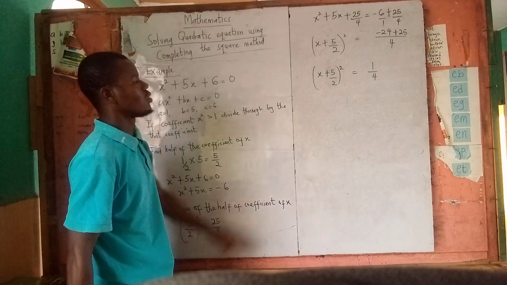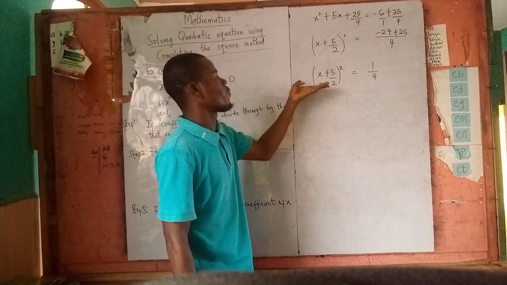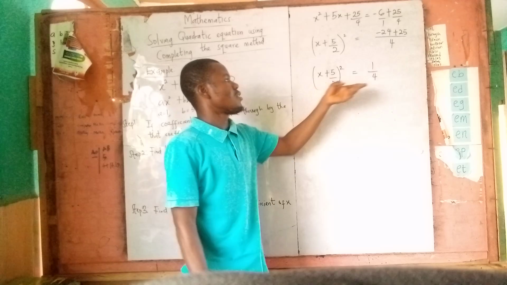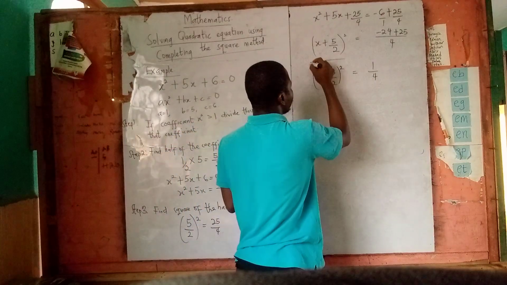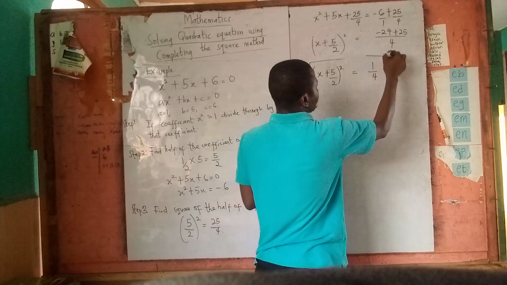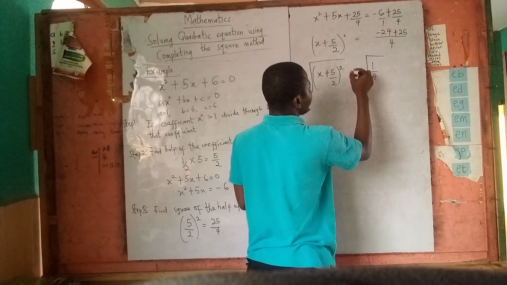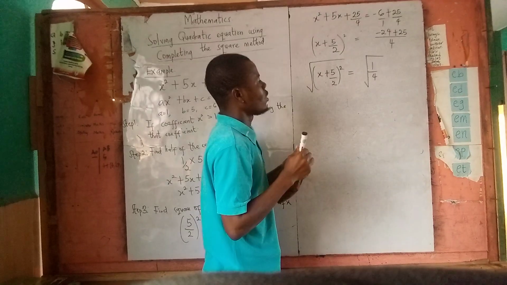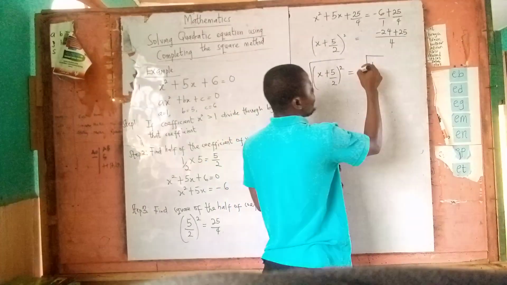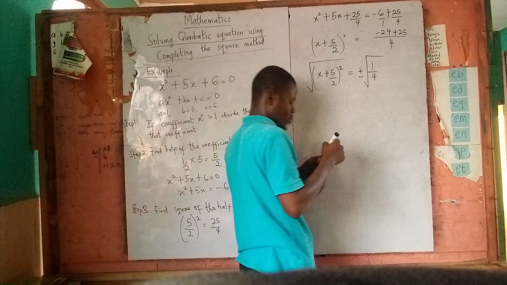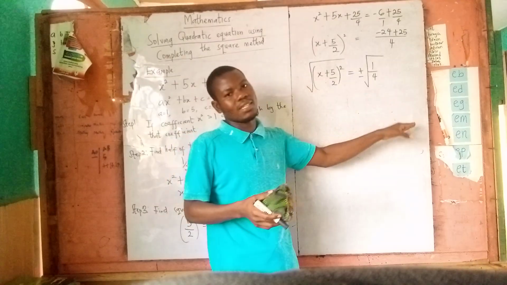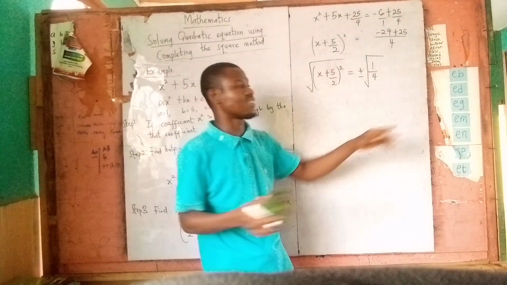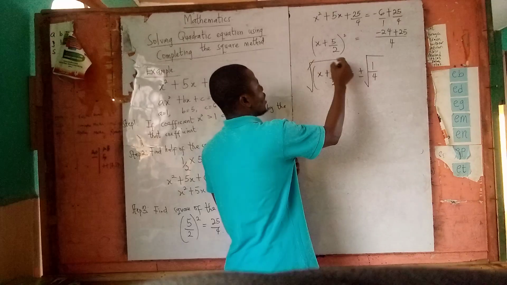So what's the next thing for us? We're going to find the square root of both sides. If you're taking the square root, you're changing this, so we're going to put plus and minus here, because we are introducing the square root. So it is either positive or negative. It is two ways. So the square root cancels out the square.